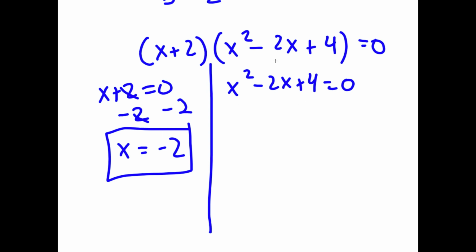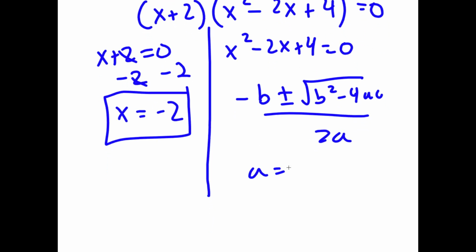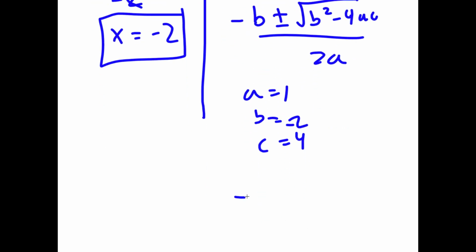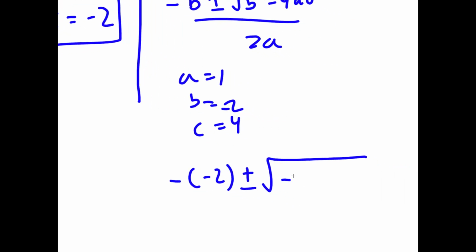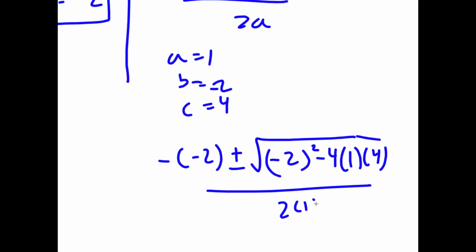Now to solve x squared minus 2x plus 4, I can do this in two ways. So my first method is the quadratic formula, which is -b plus or minus the square root of b squared minus 4ac all over 2a. So in this case, a is 1, b is -2, and c is 4. So I have -(-2) plus or minus the square root of -2 squared minus 4 times 1 times 4, all over 2a.